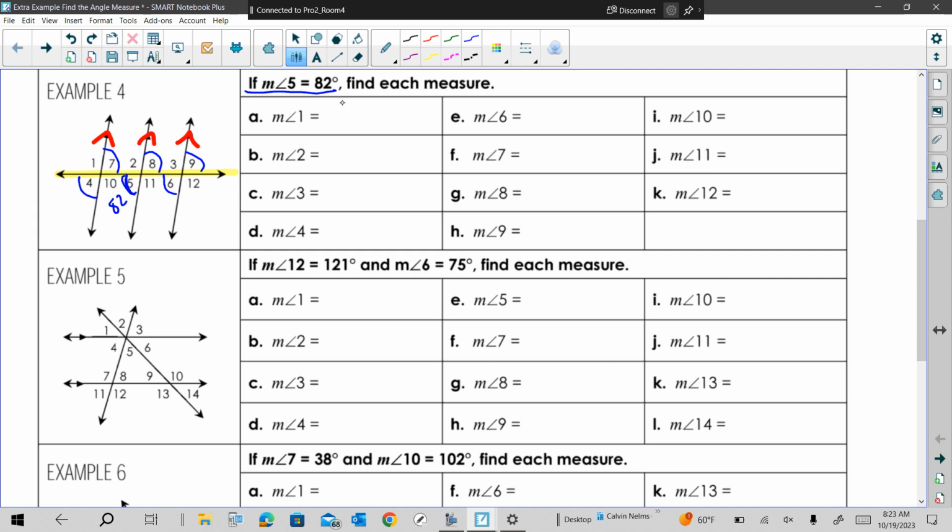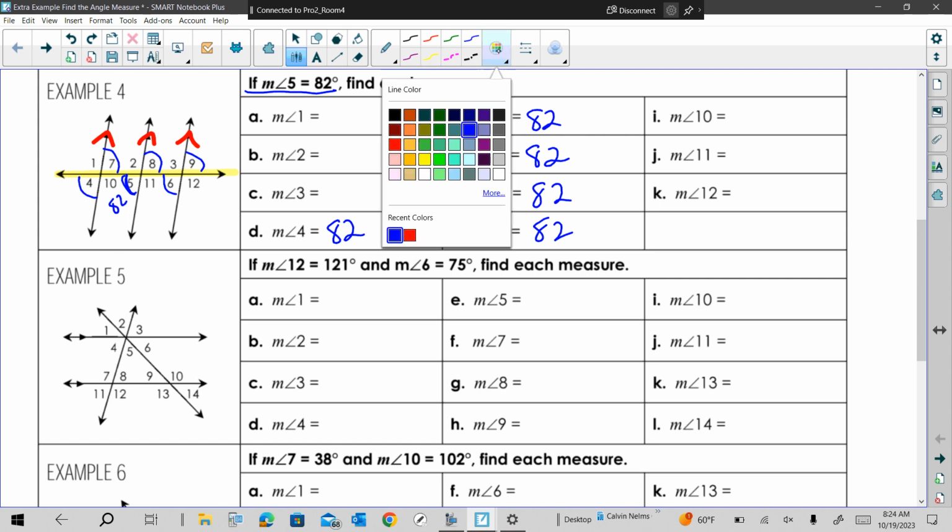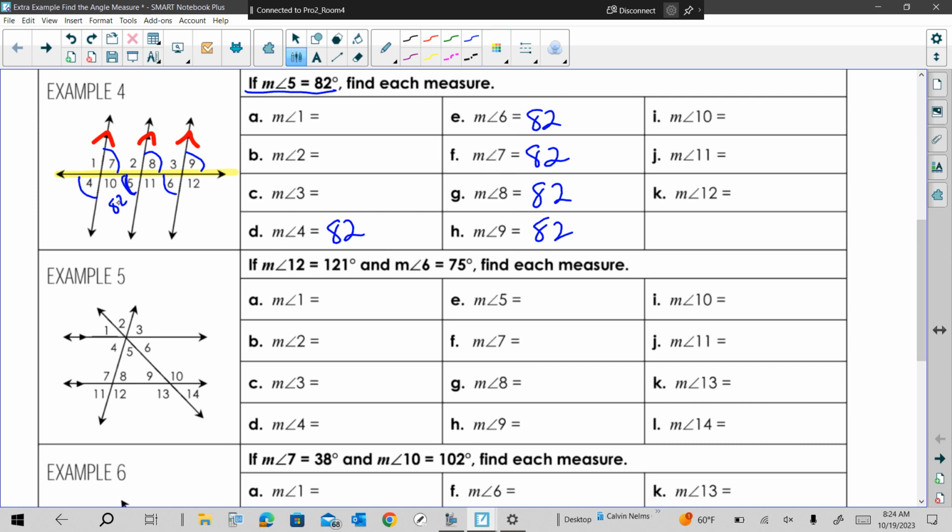So I can just go ahead and fill that in. So we know 4 is 82, 7 is 82, 8, 82, 6, 82, 9, 82. All those angles with the same marking are congruent. Now, to get the other measures for the other angles, if I know this is 82, how do I get to either of the other remaining angles? Yeah, 180 minus 82. Very good.